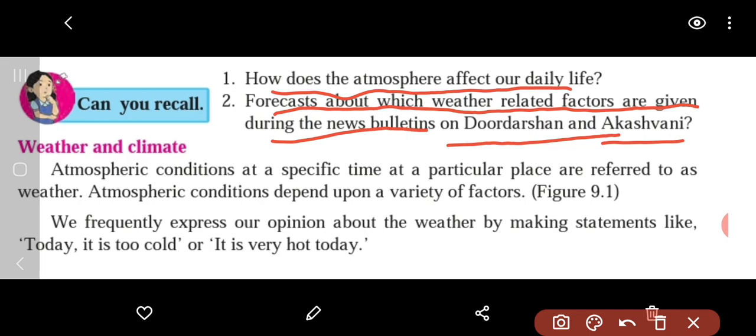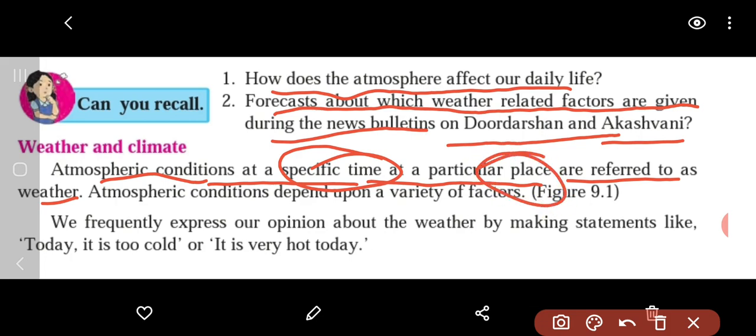Okay, fine. So what exactly is weather? See, the atmospheric conditions at a specific time at a particular place are referred to as weather. Atmospheric condition at a specific time or at a particular place is called weather. Atmospheric condition depends on a variety of factors we are going to see now.